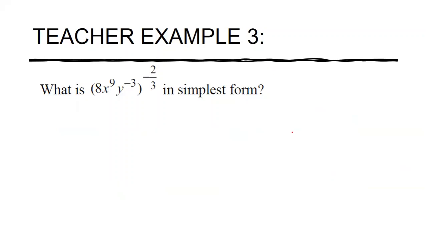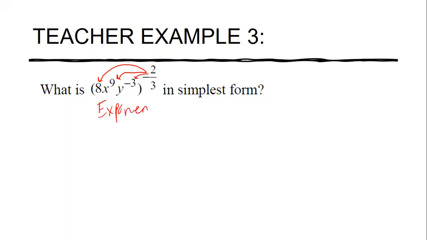All right. Here we go. Now we have 8x to the 9 times y to the negative 3, all raised to the negative 2/3. So what am I going to do with this power? Oh, it's outside the parentheses. You distribute. You get a negative 2/3. We all get a negative 2/3.